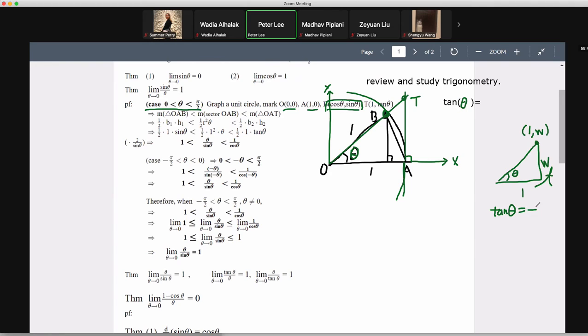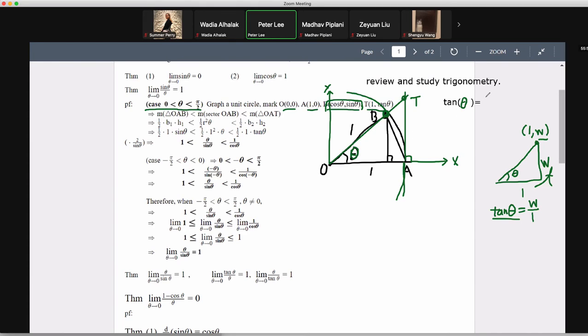Do you remember this? So what is W? W is tangent theta right there. So this W right here is tangent theta. That's why we have tangent theta there. This point T is 1 comma tangent theta.